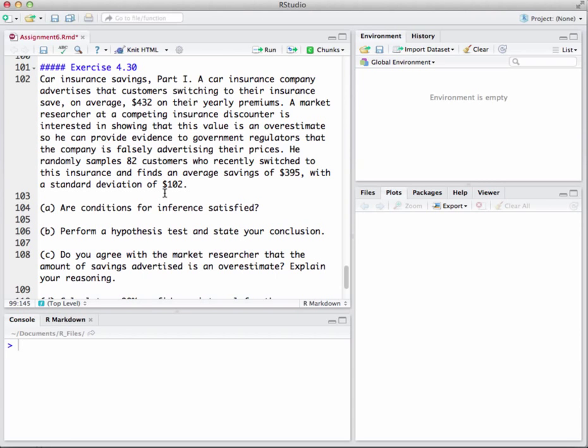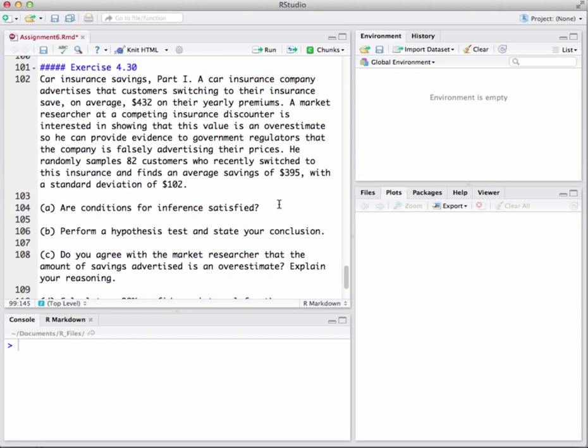A car insurance company advertises that customers switching to their insurance save on average $432 on their yearly premium. A market researcher at a competing insurance discounter is interested in showing that this value is an overestimate, so he can provide evidence to the government regulators that the company is falsely advertising their prices. He randomly selects 82 customers who recently switched to this insurance and finds an average savings of $395 with a standard deviation of $102. Are the conditions for inference satisfied?